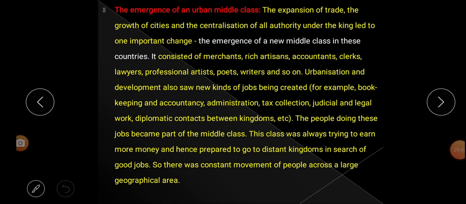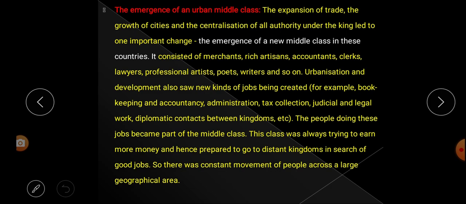Next topic, the emergence of an urban middle class. The expansion of trade, the growth of cities, and centralization of all authority under the king led to one important change. What was the important change? The emergence of a new middle class in the countries. Because of these three things, there was a new change. That means a new middle class developed in the countries.